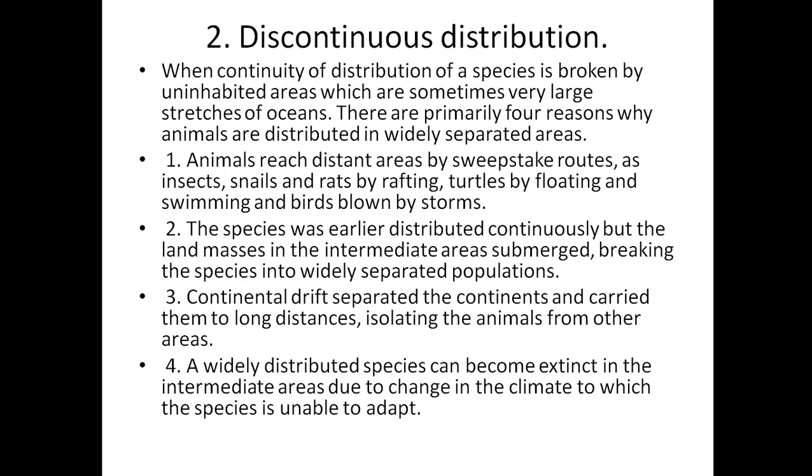Generally, any animal can reach far distant areas by different means. Like sweepstake routes: insects, snails, and rats can travel by rafting. Even the turtles, by floating and swimming, get colonized in a new area. There is no contiguity in between. They are highly dispersed.